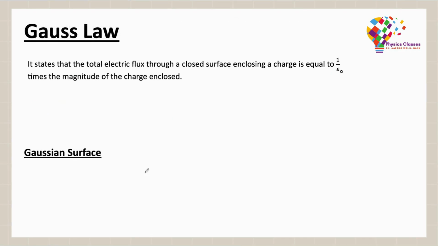So now further moving on to the Gauss law itself. So Gauss law simply states that the total electric flux through a closed surface, which is enclosing some charge, is equal to 1 by epsilon naught times the magnitude of the charge that is enclosed. So mathematically, this means that the flux through any surface will be equal to the charge that is enclosed, if I say that Q is the charge enclosed in the surface, divided by epsilon naught.